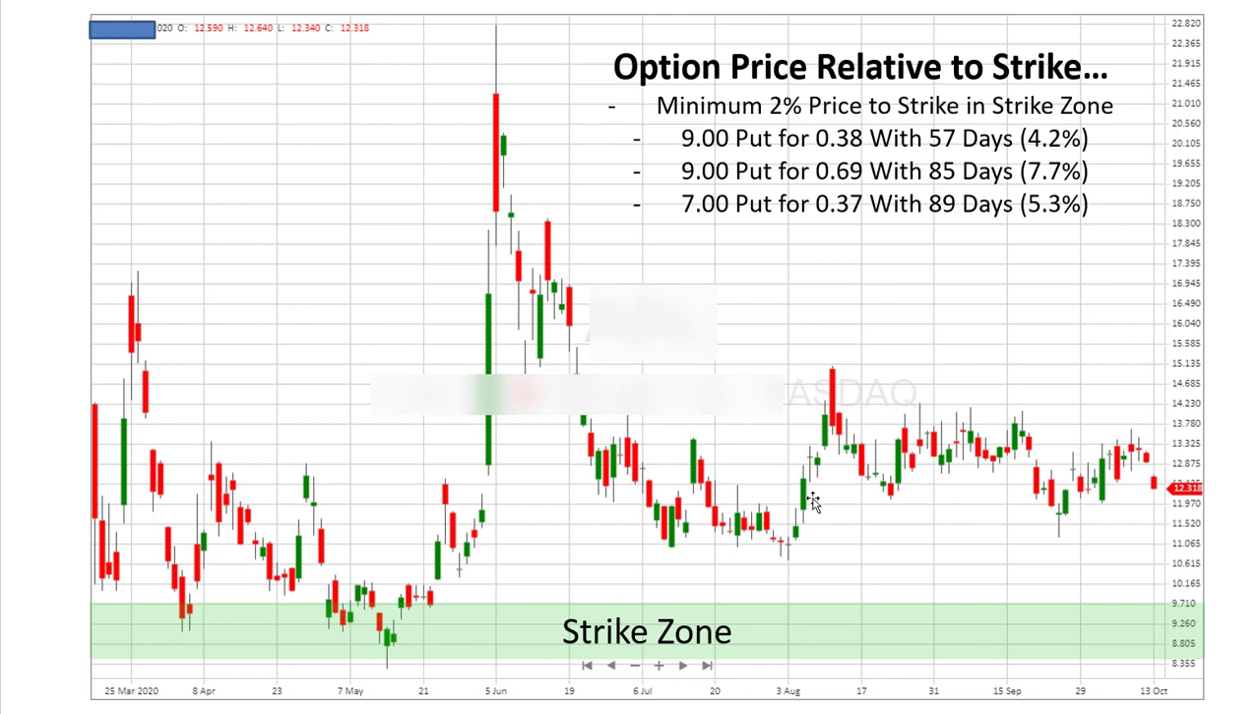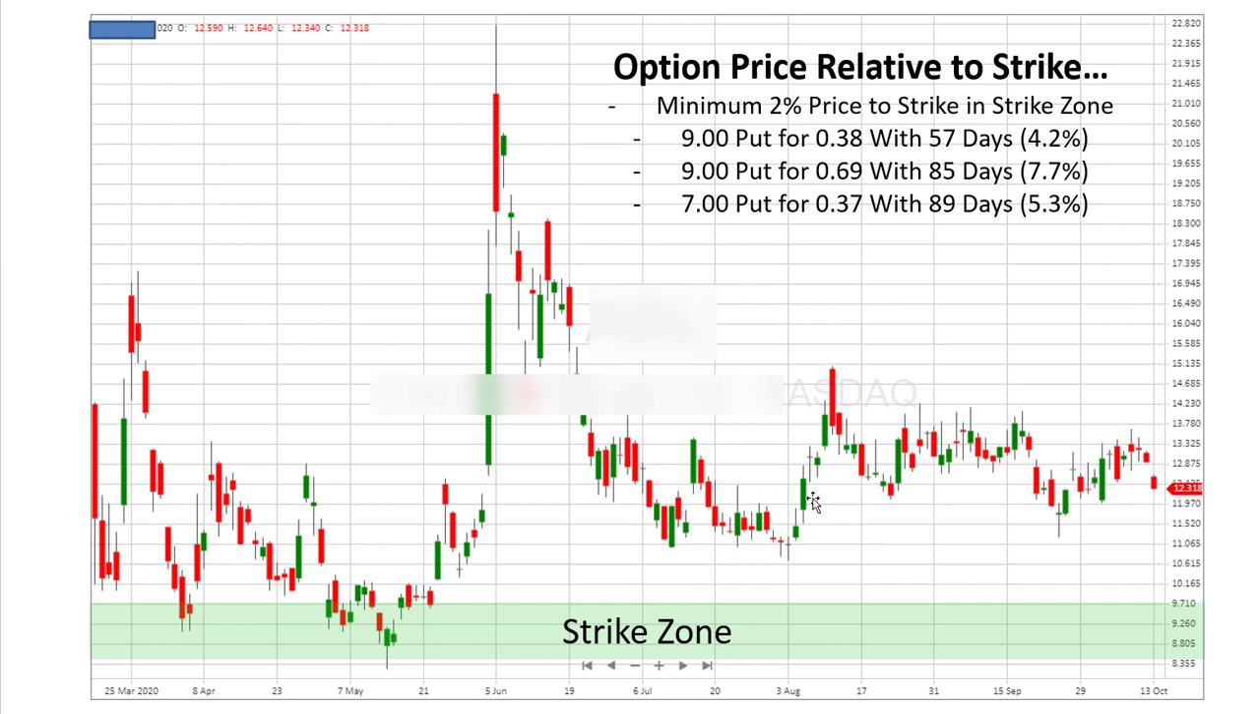The $9 put was sold for 38 cents, and it had 57 days left on it. If you take a look at that, 38 cents is 4.2% of the strike, and so that's well above my 2% minimum.